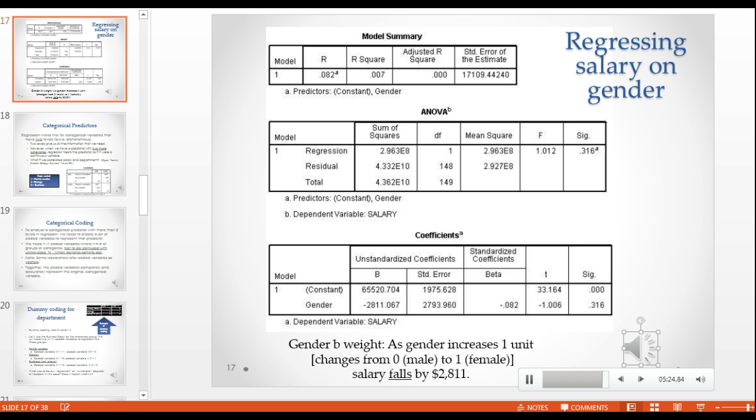But the overall point of all that is to remember that the way you code those groups is going to change the interpretation of your B weight. It won't change the relationship. There will still be the same difference between the genders in salary. It's not significant, but it's still a difference of $2,800. But the way that B weight is specifically interpreted will change depending on which group you assign a 0 to versus a 1.